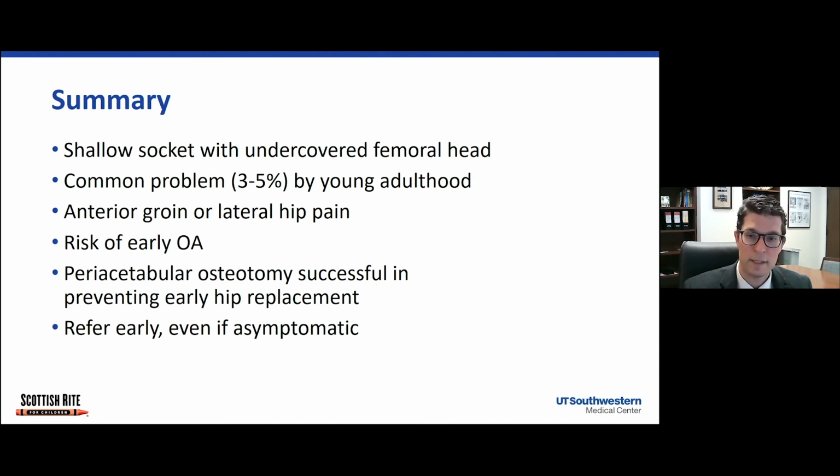The periacetabular osteotomy is very successful in preventing early hip replacement and making patients asymptomatic and getting them back to what they want to do. And so refer patients early so that we can evaluate them, discuss, even if they're asymptomatic, so that way we can have this discussion and make sure we can keep a close eye on them.